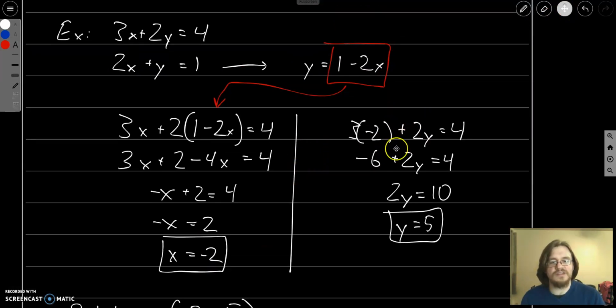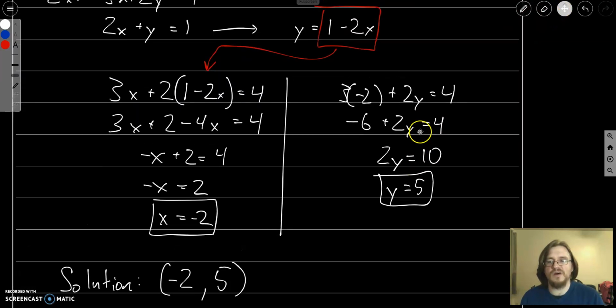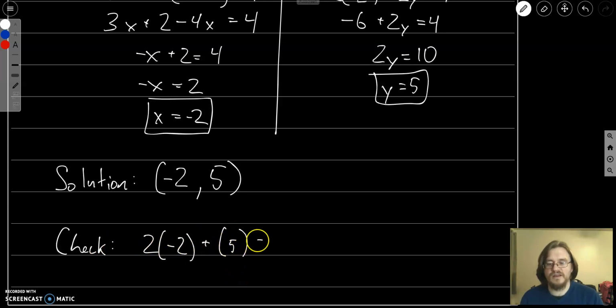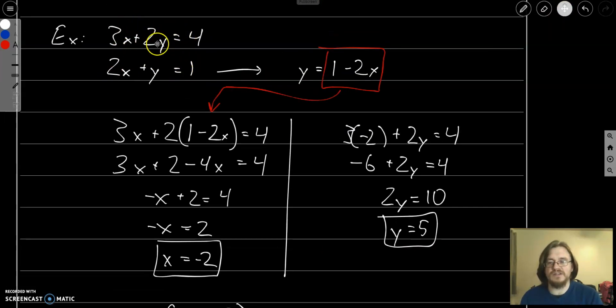We used the first equation, so to check, let's plug these numbers into the bottom equation to make sure that everything is working. So the bottom equation was 2 times x plus y is equal to 1. So let's check. 2 times x plus y, this should be equal to 1. 2 times negative 2, well, that's negative 4, plus 5, negative 4 and 5 is 1. Good. And then we can also check the first equation, which should be this work over here.